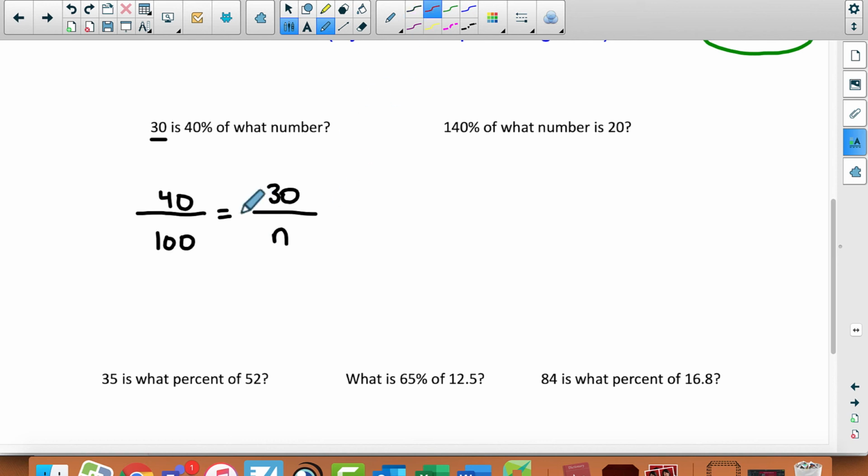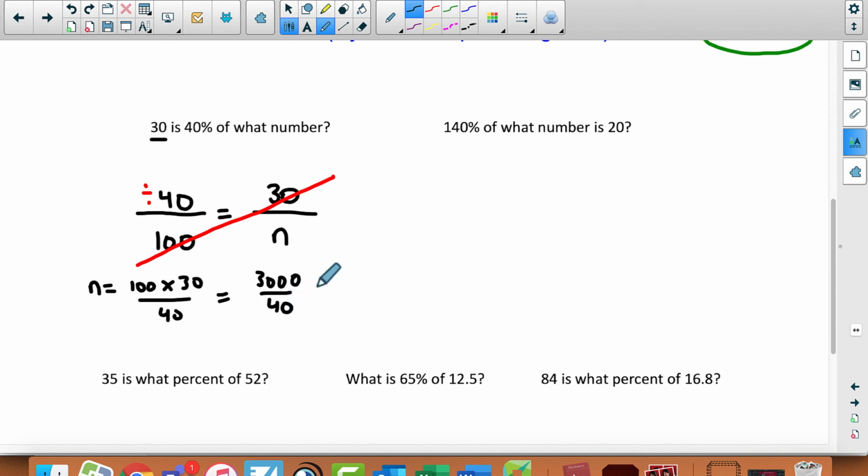And now we're ready to cross multiply. You're going to multiply those together and divide by the 40. So we have n equals 100 times 30. Then we divide by 40. So that equals 3,000 divided by 40. Now let's think about this before we get our answer. If 30 is 40% of the whole, what we want to find is the whole number. We want to find 100% of the number. So is it going to be more than 30 or less than 30? If 30 is only 40%, it should be less than the actual whole number. It should be more than 30. So let's see what we get. And yeah, we got 75. So there we go. The whole amount is 75, and 40% of 75 is 30.